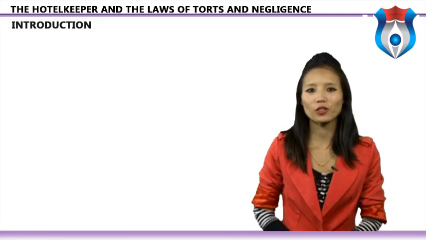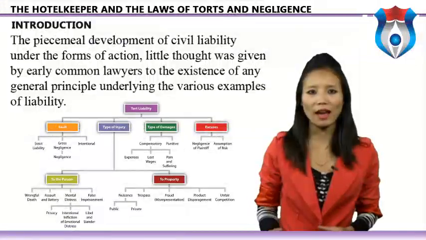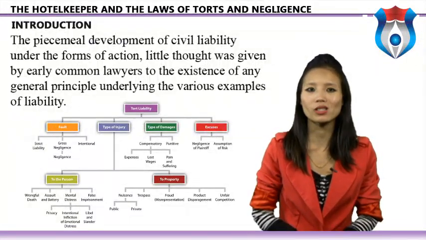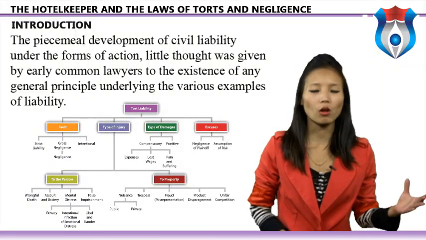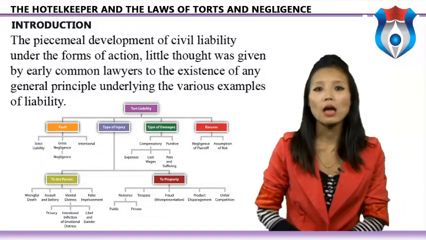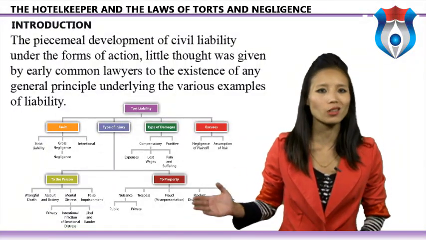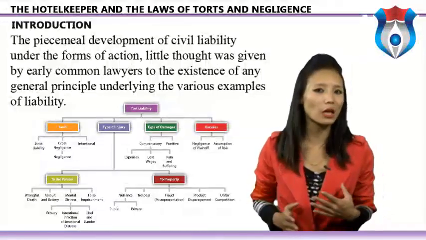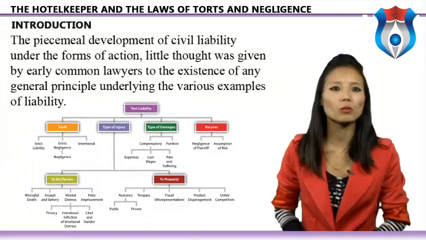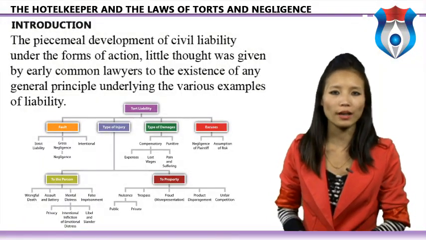Let's start with a brief introduction. In the piecemeal development of civil liability under the forms of action, little thought was given by early common lawyers to the existence of any general principle underlying the various examples of liability. As late as the latter half of the 18th century, Blackstone in his Commentaries on the Laws of England described trespass on the case as a universal remedy given for all personal wrongs and injuries without force, thought in terms only of the form of action, not of the substantive grounds for allowing the action.